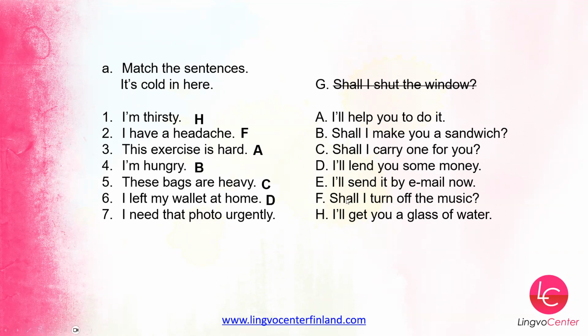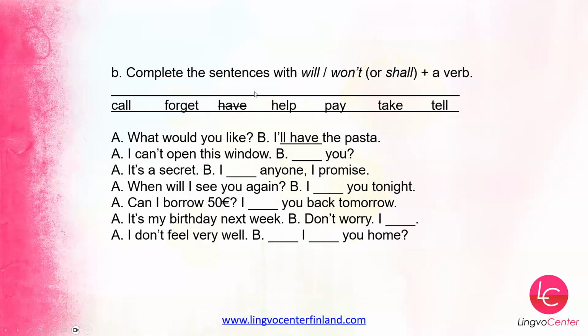Very good. Now the last one is going to be obvious because these are the last 2 things to do. So it's going to be E, which is I need that photo urgently. And then you can answer, I'll send it by email now. Okay, very good. Now, let's take a look at the last task.